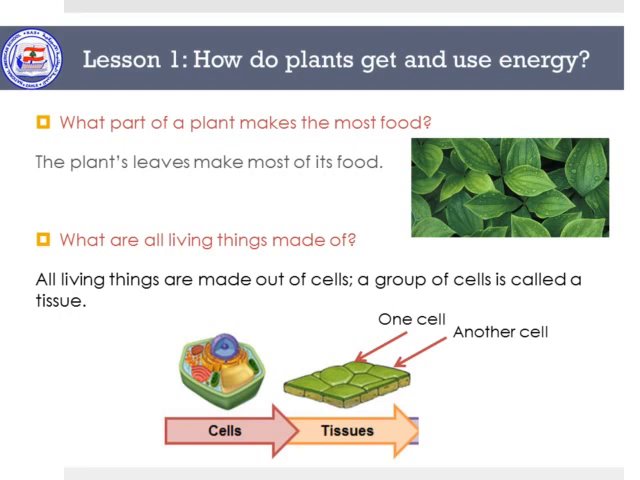Let's now understand what all living things are made of. All living things, whether human, animal, or plant, are made out of cells, and a group of cells is called a tissue. So a cell can be compared to an atom in a non-living thing. It's a small particle that makes up the living thing. So the group of these small particles together, they form a tissue. You can see the cells and tissues of a plant in front of you. One cell is a small particle and the group of cells form the tissue.